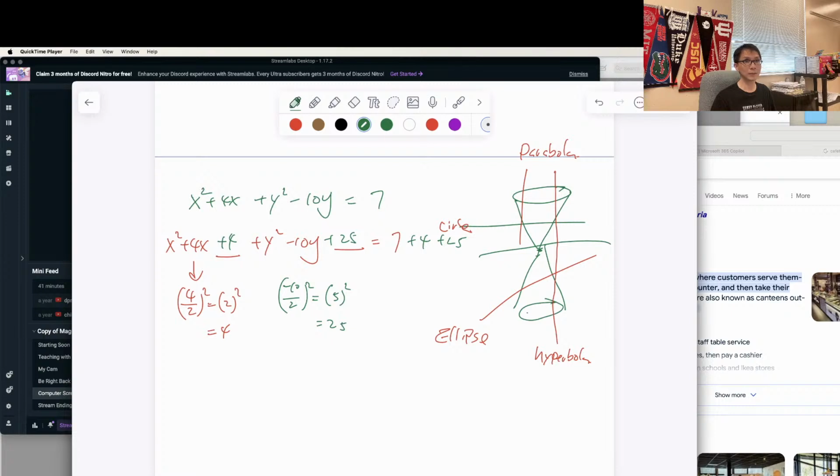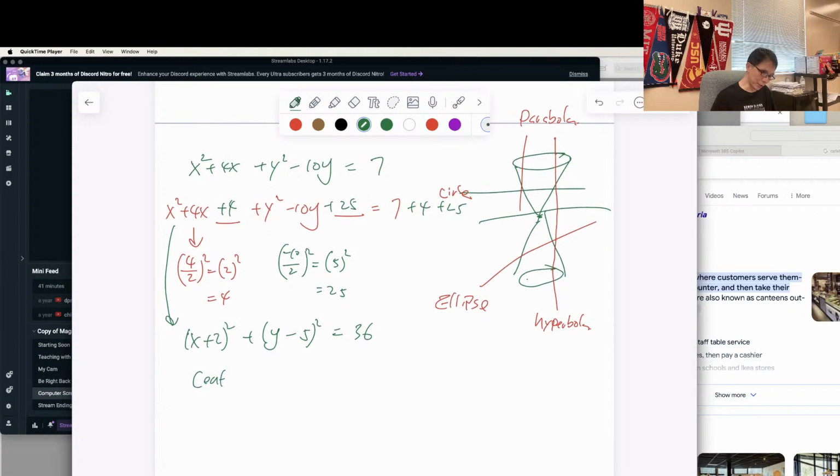Just divide by 2 and square. Yeah. And then you add that to both sides. Yes, to keep it balanced. Okay. So it'll be x plus 2 squared. Now you can factor this part. Plus y minus 5 squared. That's equal to 36. So that means my center of the circle is negative 2, 5. And my radius of the circle is, this is r squared, so r is equal to 6.